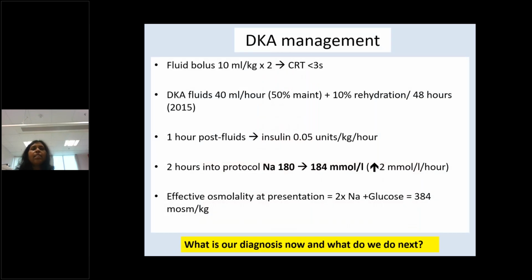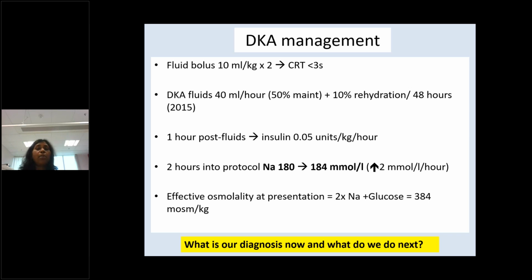So we started her on the DKA management. Again, this is based on the previous protocol. Because of the severity of the shock, she received 2 boluses, and cap refill improved after that. And she was started on 50% maintenance with 10% dehydration for 48 hours. Again, this is based on the previous protocol. And she was started on insulin appropriately after an hour.